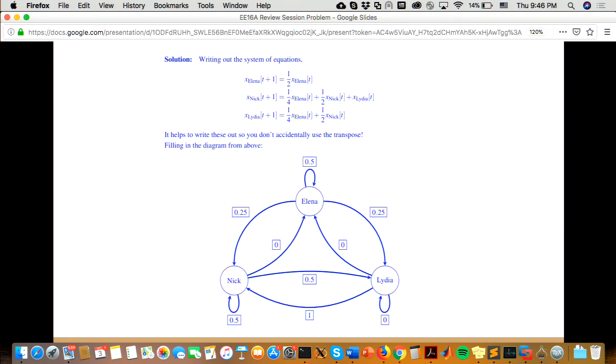So the way you systematically write out this diagram is look at the first equation, right? The first equation refers to Elena. All the arrows that go into Elena can be found from the first equation. You're done with that. Then you go to the Nick node. What arrows go to the Nick node? 1/4 from Elena, 1/2 from Nick, and all of Lydia. I draw this out. And same way from using this.